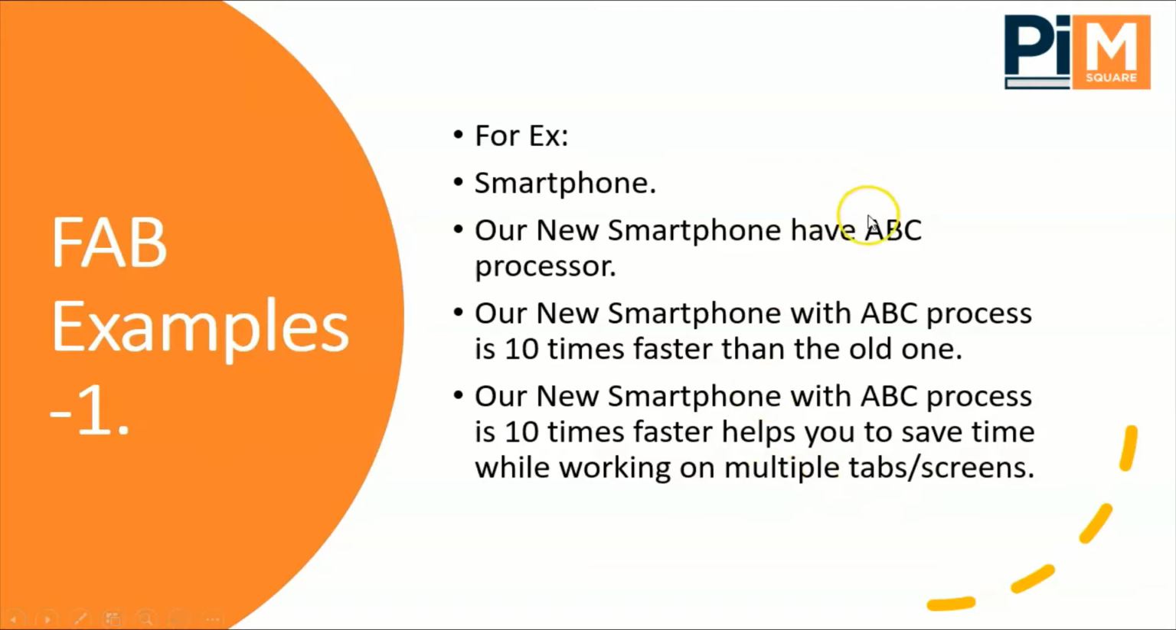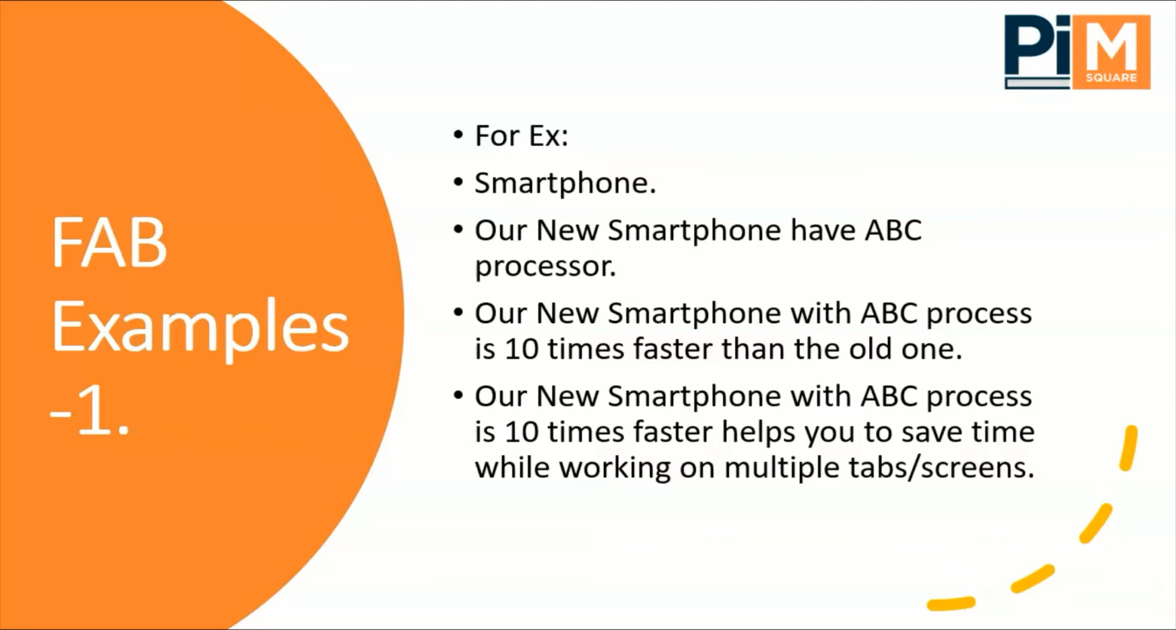So having an ABC processor or XYZ processor, as in the example we've given, in the smartphone, it works 10 times faster than the older one, which in turn will save time for working on multiple tabs on the screens. You can take the same kind of example with your laptop or any other product as well.